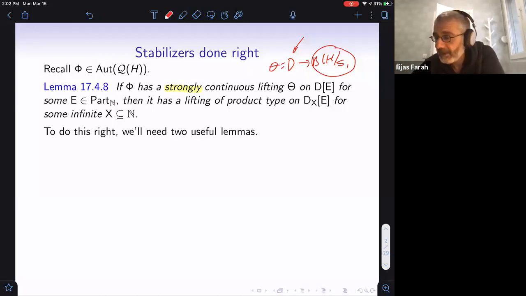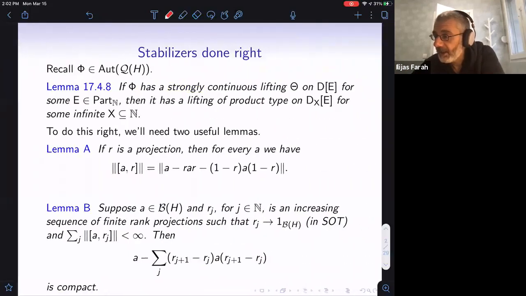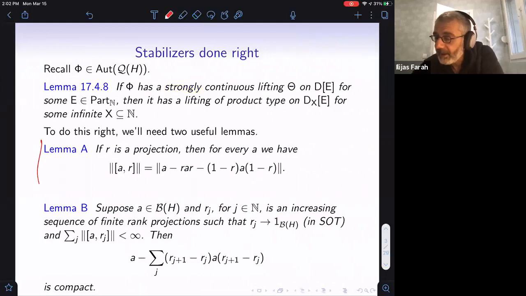Now, this proof uses two very simple but very useful lemmas. So the first lemma here is just if you have a projection, then the commutator of that projection and any operator is equal to that on the right-hand side. Now, to prove this lemma, you just need to draw a picture and remember that multiplying by a unitary doesn't change the norm. And that's it.